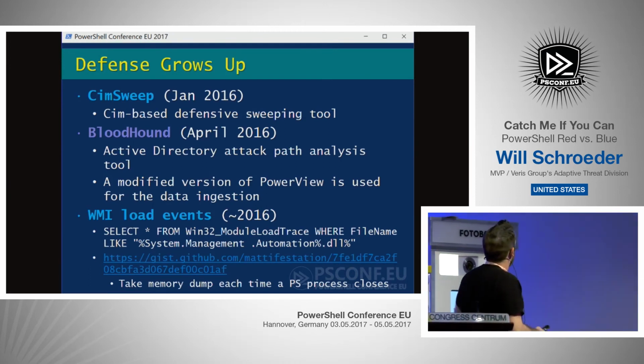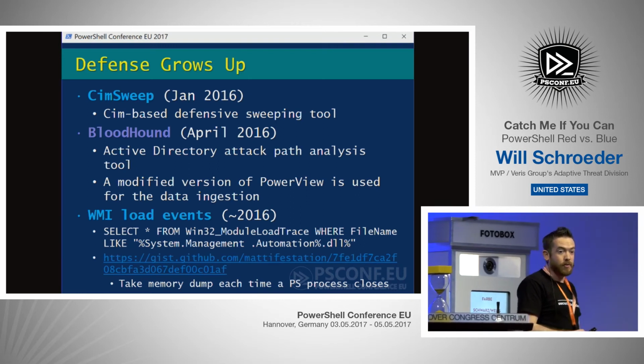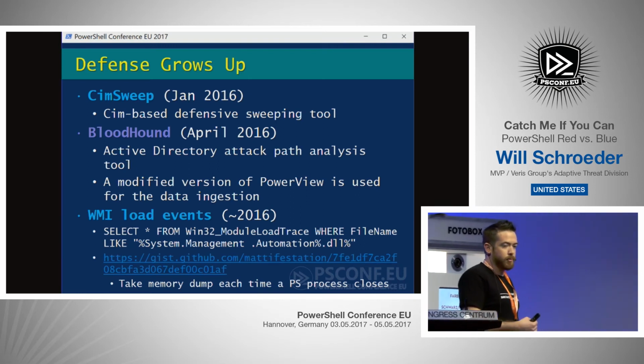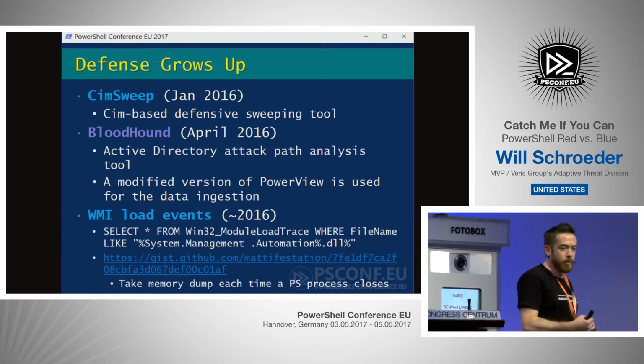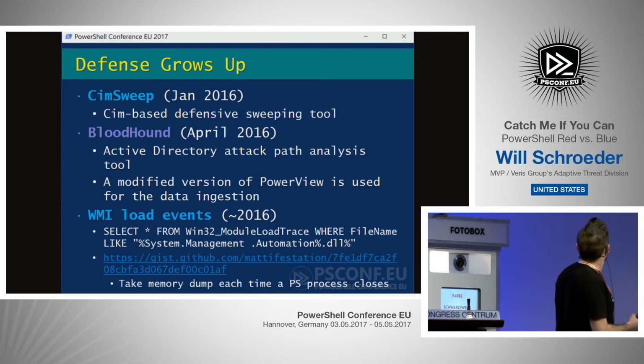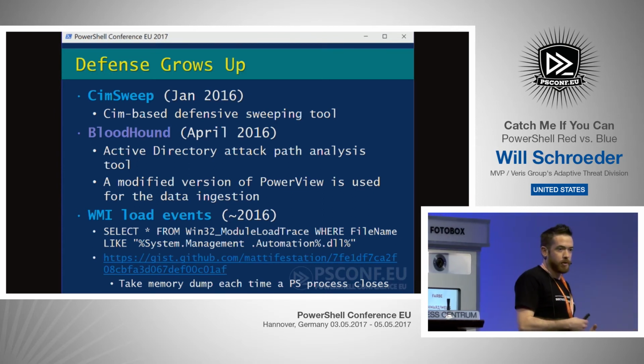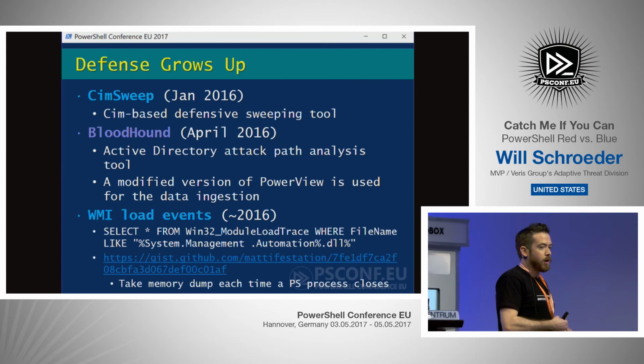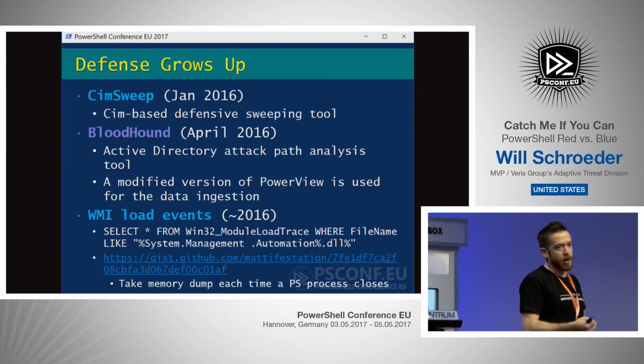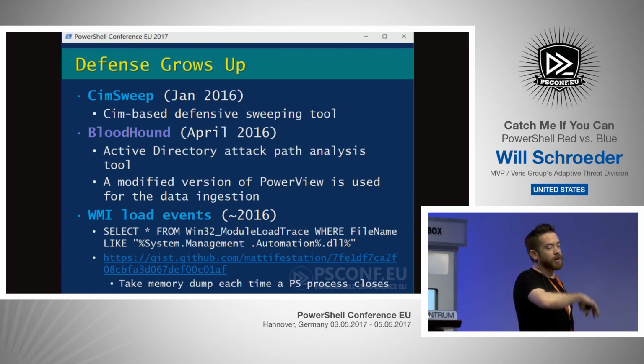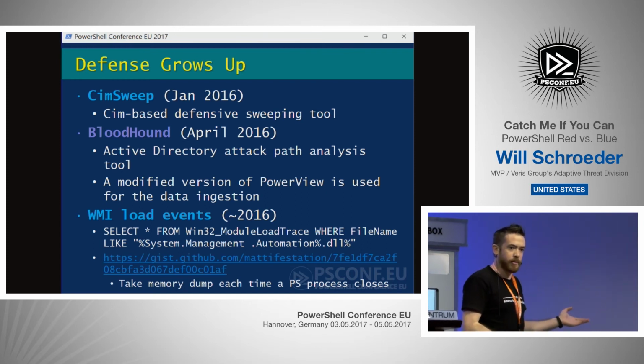Okay. So other cool projects that started coming out from the defensive side in the last couple of years. SimSweep was a project worked on by Jared and Matt again. It's a SIM-based defensive sweeping tool. So it's the ability to run a lot of these really cool enumeration functions over WMI or WSMan and do it at scale. So they re-implemented auto runs and things like that to where you can sweep your entire network, pull all the data back, and then pipe it into Elk or Splunk or something like that.